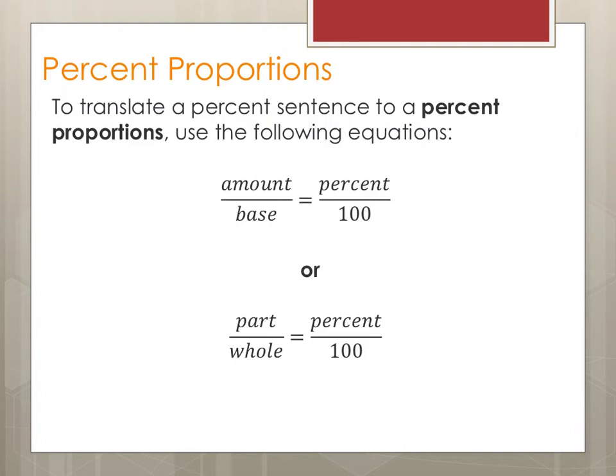So the percent proportion method, you need to translate a percent sentence into a percent proportion using either of these two following equations, and it doesn't matter which one you use. The first one is the amount over the base equals percent over 100, but I like to think of it this way down here: the part, or the smaller number most of the time, over the whole quantity equals the percent over 100. And we solve these just like we would any other proportion problem. We would plug in the numbers that we know, and we'll have an unknown, we'll cross multiply, and then divide finally to solve.